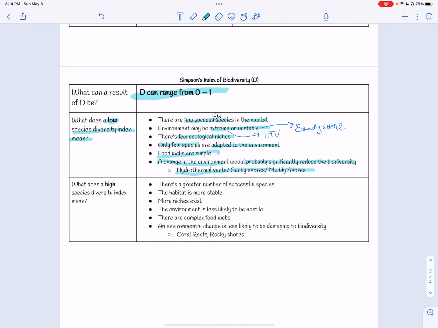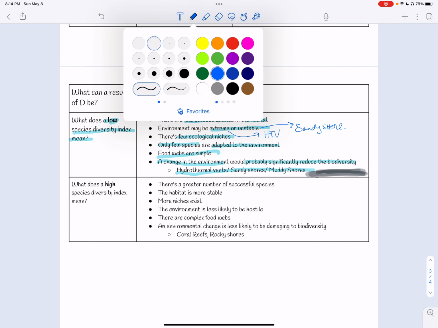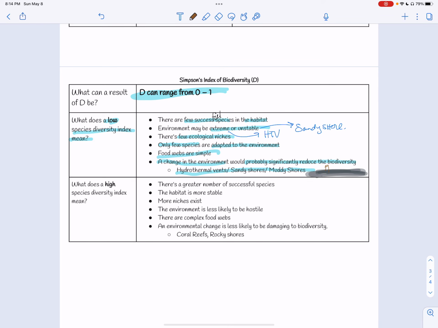So hydrothermal vents, sandy shores, even muddy shores. Remember, muddy shores are anoxic. Oftentimes they can be acidic as well. You have a lot of noxious gases there, a lot of sulfurs because of all the anaerobic respiration. Organisms who live in the muddy shore, for example your mangrove, are going to have to adapt to that anoxic soil by sticking some pneumatophores out of there, like little snorkels, so that they're able to adapt to that environment.